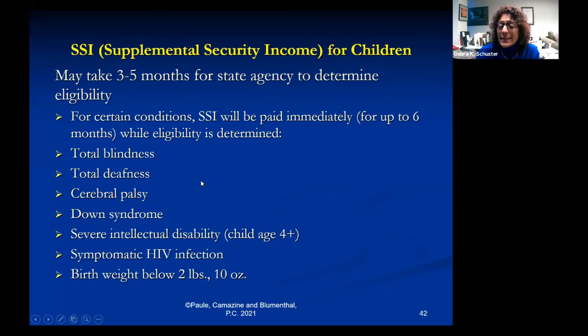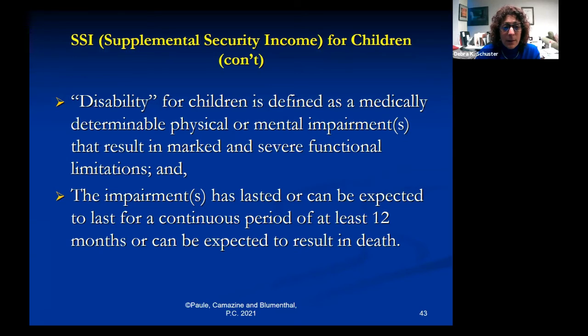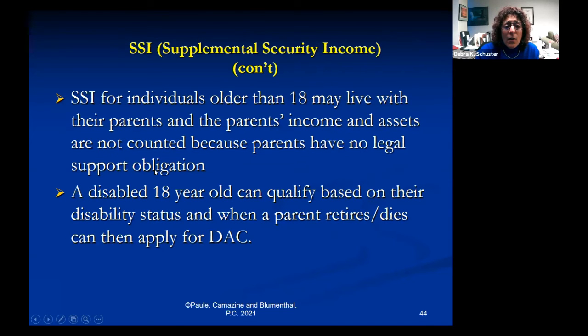So once SSI is determined based on disability, there will not be a payback requirement if a child was deemed during that 6-month period to not be eligible. They will not seek repayment of that benefit. So again, disability for a child is defined as a medically determinable physical or mental impairment that results in marked and severe functional impairment and can be expected to last for a continuous period of at least a year or result in death. For 18 years, we've already talked about this, that individuals become an adult.